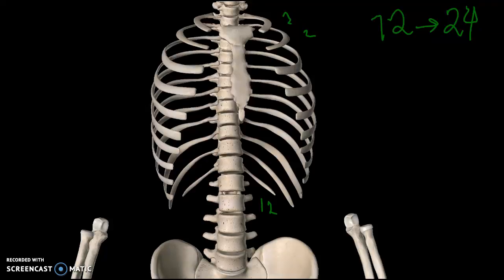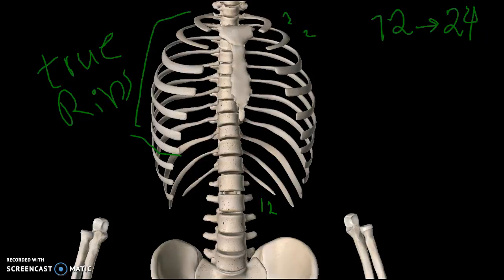Of these 12 sets of ribs, the first 7, so 1, 2, 3, 4, 5, 6, and 7, right up to here, these are known as true ribs. The reason for them being true ribs is that they're directly connected to the sternum. If you see the costal tissues, which I'm going to show you in a sec, you'll see that they're directly connected to the sternum. However, the rest are what we call false ribs. They're false ribs because they're not directly connected to the sternum.